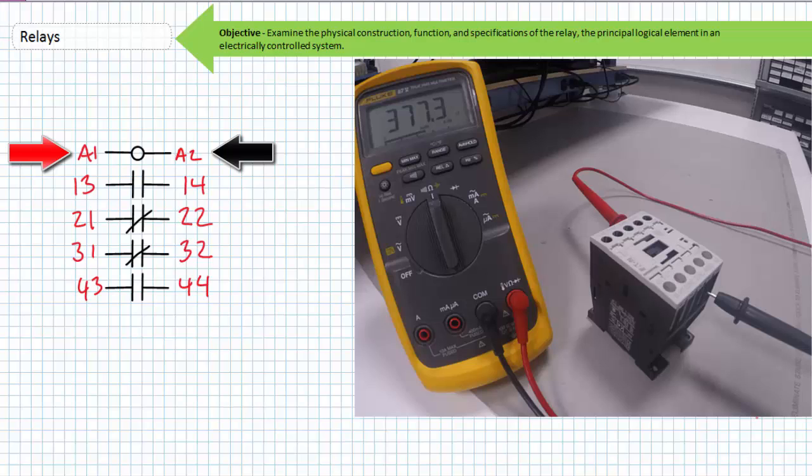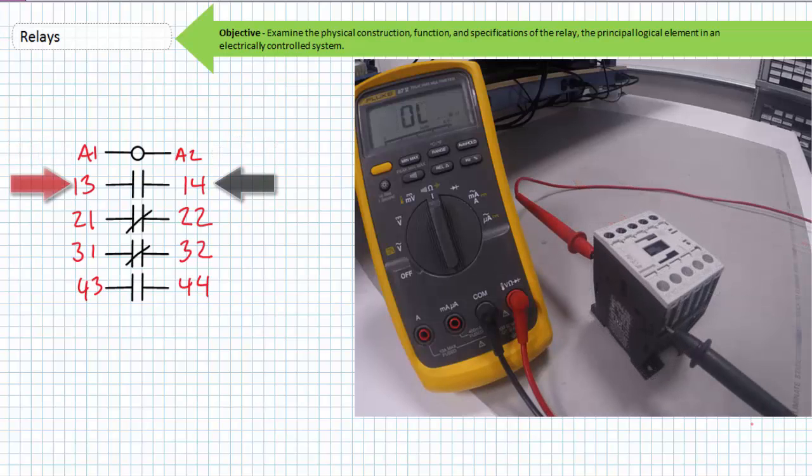The ohmmeter indicates the coil has a resistance just shy of 380 ohms. If this coil was shorted, opened, or damaged, it would indicate a different resistance or show visible signs of abuse upon inspection. When in its deactivated state, the ohmmeter indicates there is no connection between the 1-3 and 1-4 terminals of the first normally open switch as expected.